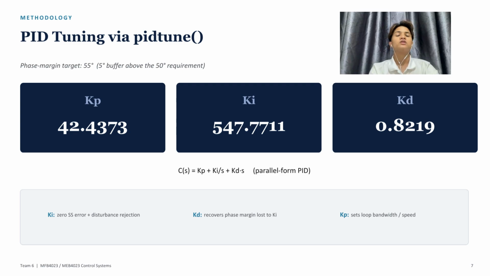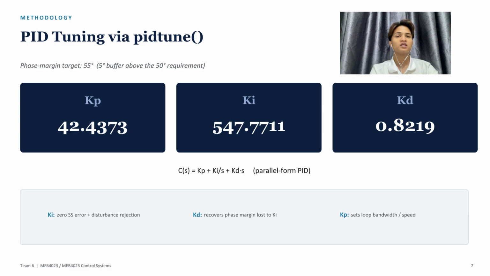Next, to hit those targets, we used the MATLAB pidtune function aimed at that 55-degree phase margin, and it gave us Kp equals 42.4373, Ki equals 547.7711, and Kd equals 0.8219. Each term does a specific job. Kp speeds the response up.